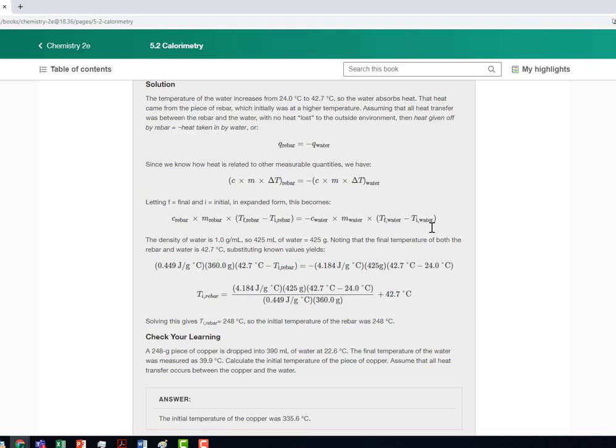And then we have the initial temperature of the water. Okay, so we have a lot of numbers in here. What we do is we just need to rearrange it and solve for the unknown. In this case, the unknown is the initial temperature of the metal. So we have all of this on one side. We can do all of that math. And then on the other side, we're looking for this.